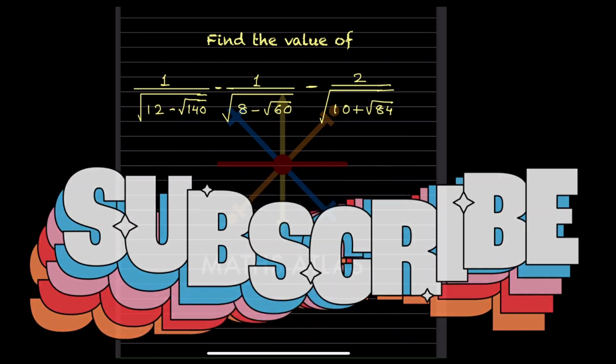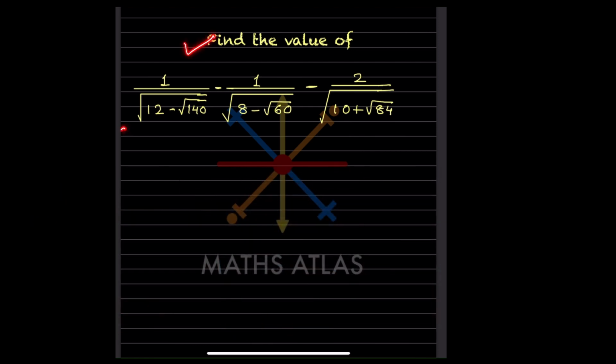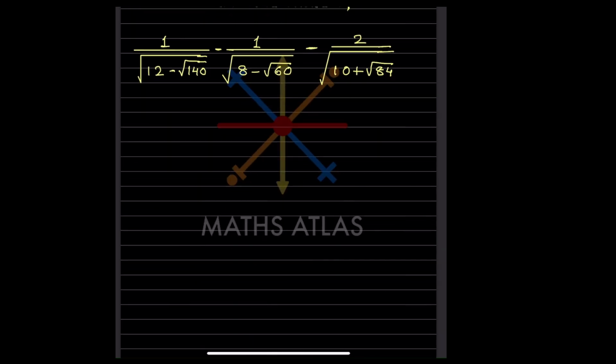So today, let us see this one, how to find the value of this. So let us start. Now what we can do, we can take the first part. Let us take this one. So the first thing we are going to do here, we'll write 1 by root of 12 as it is, but then we are going to take the minus here as it is.